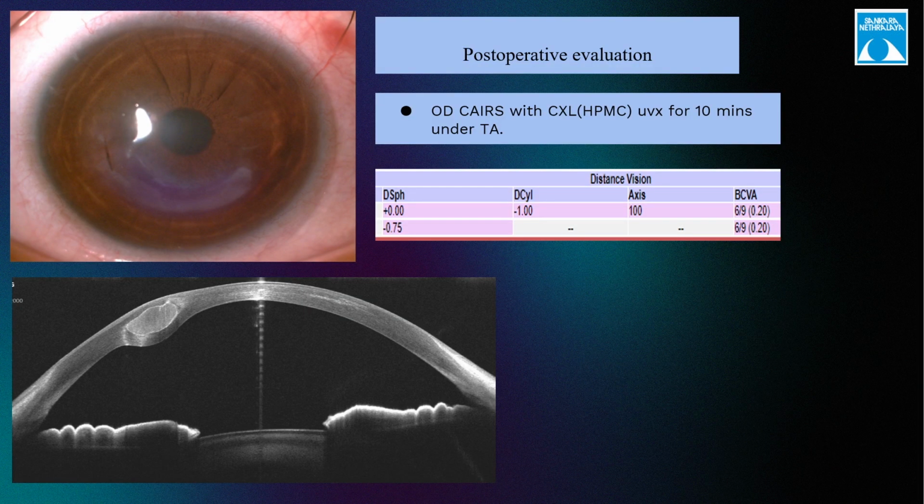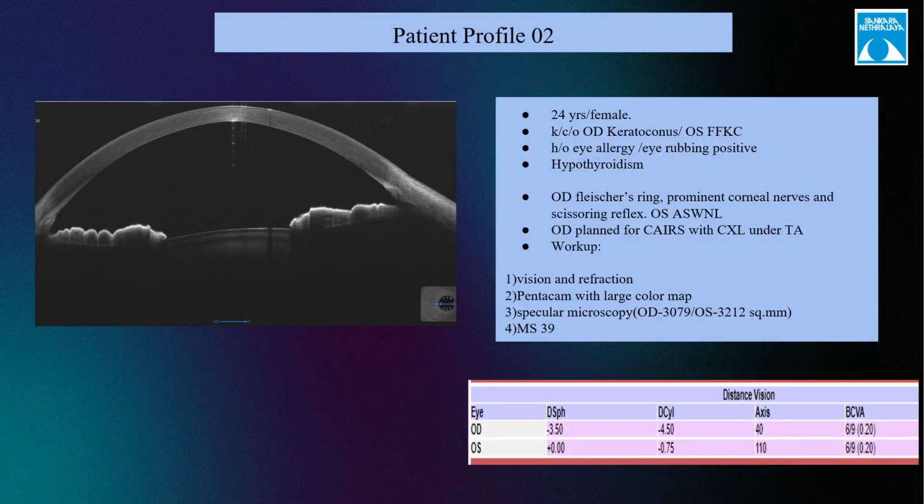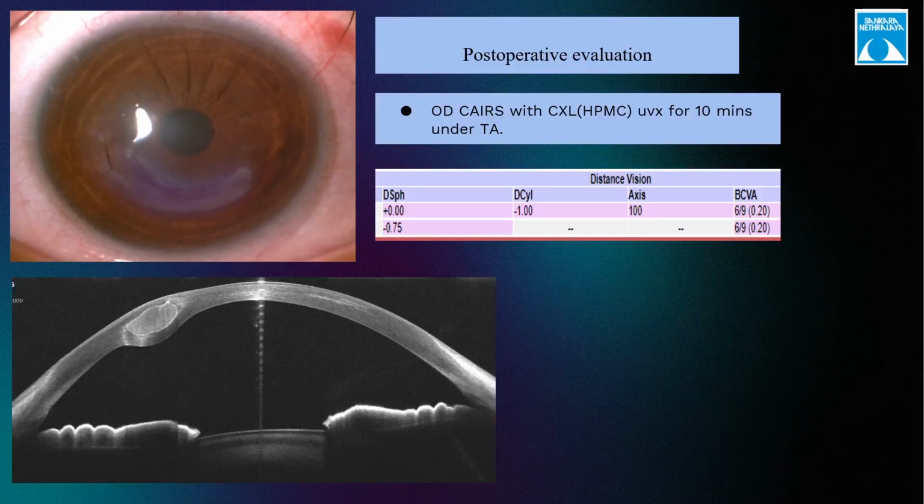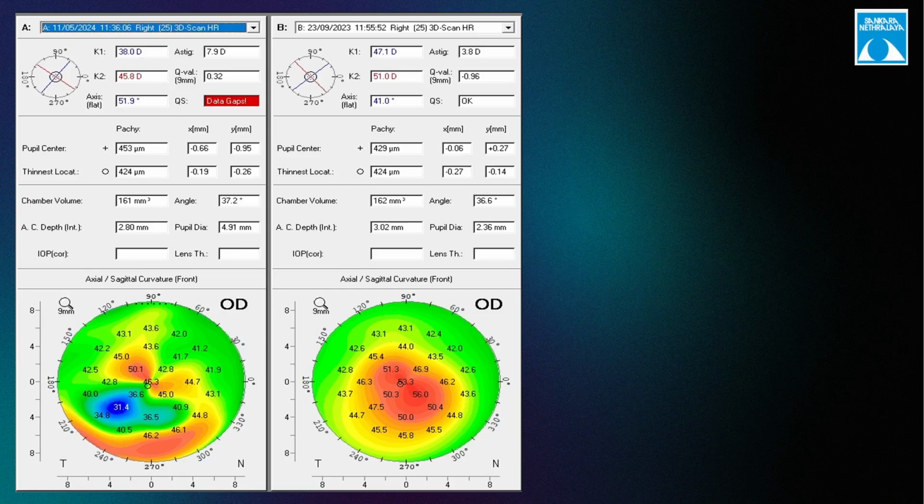When we applied CAIRS for this patient, post-operatively, as you can see, the sphere had vanished. The cylinder had come to minus 1 at 100 degrees. Pre-operatively, the cylinder was minus 4.5. This is the ASOCT examination of the same patient showing us the CAIRS placement. This is the post-operative of the same patient. The comparison will show us flattening in the area of the CAIRS.